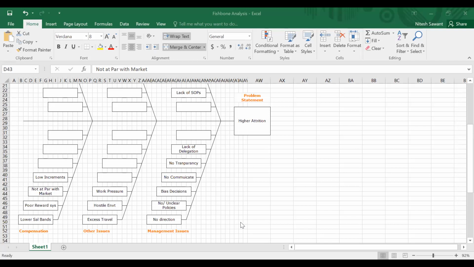Given an opportunity, we should definitely try to utilize it. Correct. So I will share this Excel sheet in the group also.